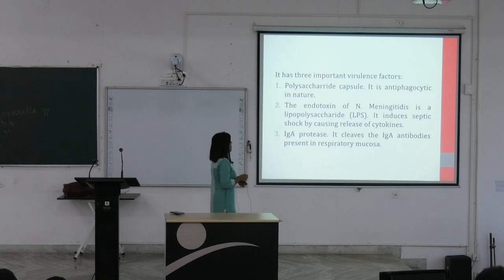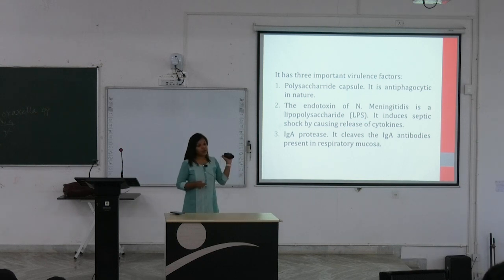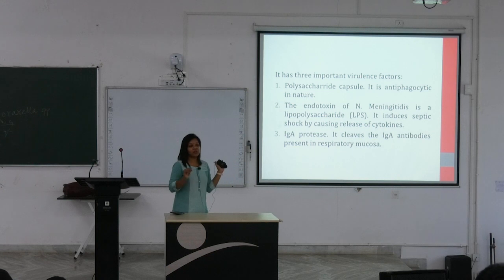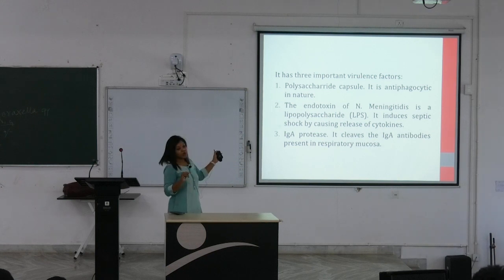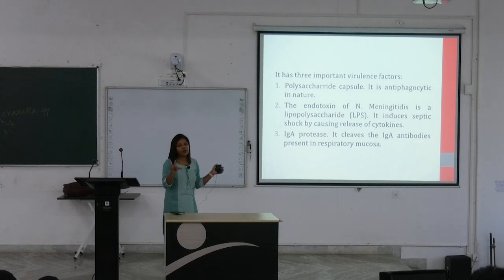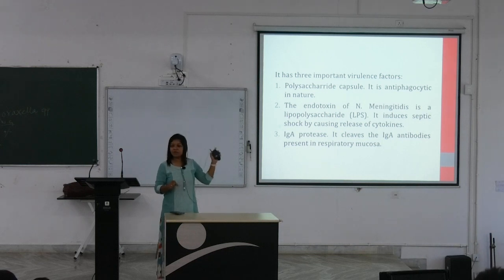Okay? Endotoxin. So they have endotoxin. Okay? That is another virulence factor. Number 3 is the enzyme IgA protease. So point by point write this 3. Okay? And these are common for meningitis and gonorrhea. Okay?